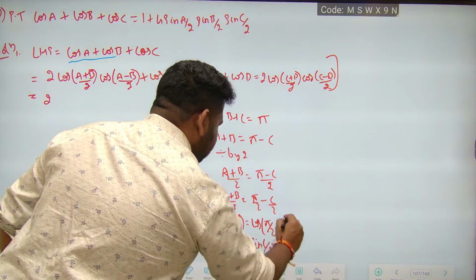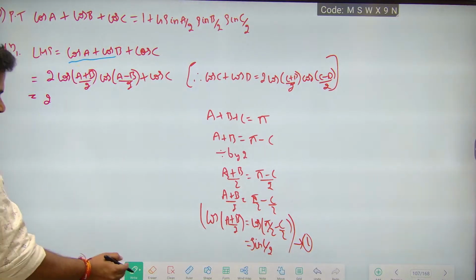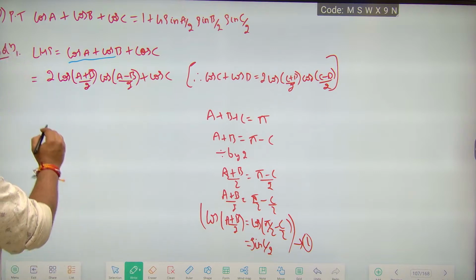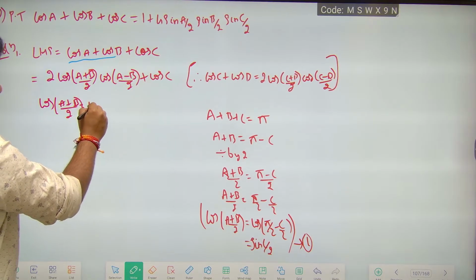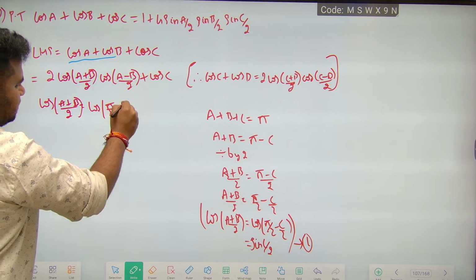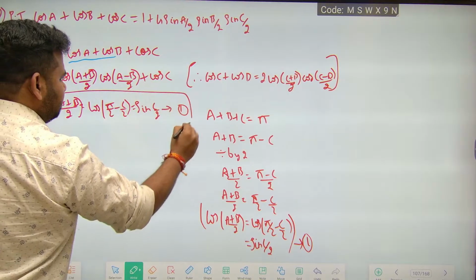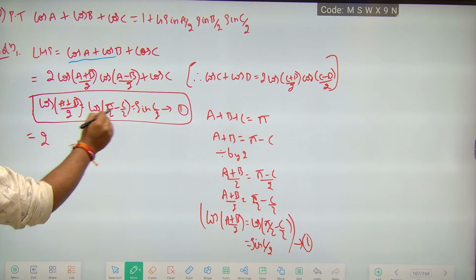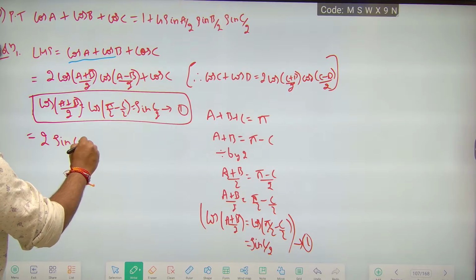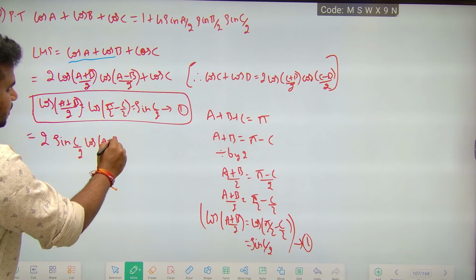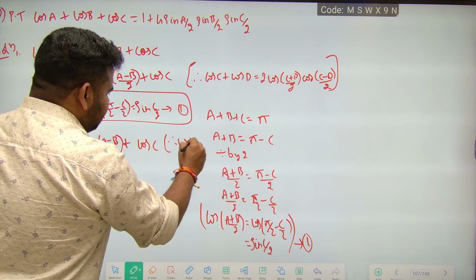I can write this as equation 1. Using result 1, let me write this result here. Cos of (A plus B) by 2 can be written as cos of (pi by 2 minus C by 2), that is equal to sin C by 2. Let this be equation 1, I will put it in a box. Now this will become, instead of cos of (A plus B) by 2, I can write 2 sin C by 2 into cos (A minus B) by 2 plus cos C. Let us write cos C as it is. Therefore, using result 1.